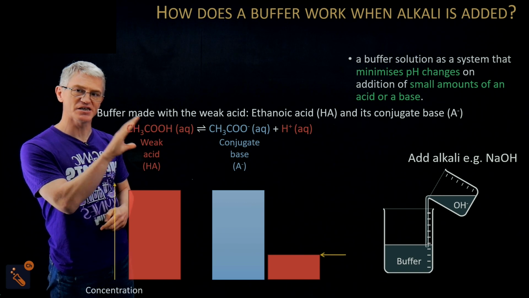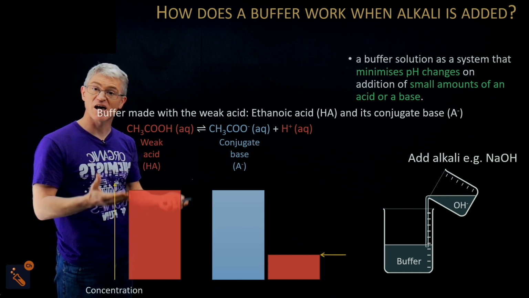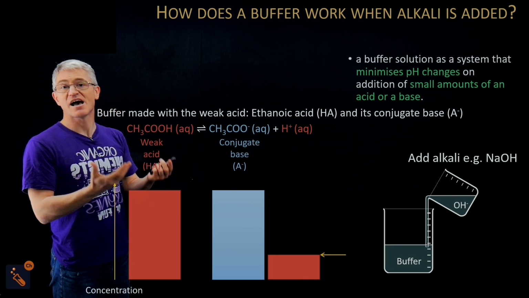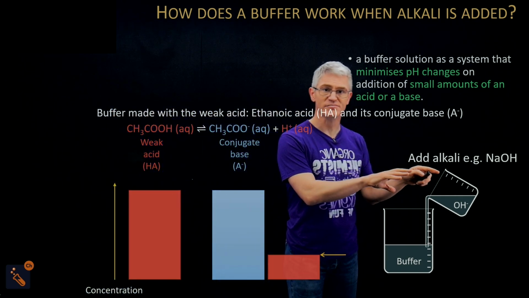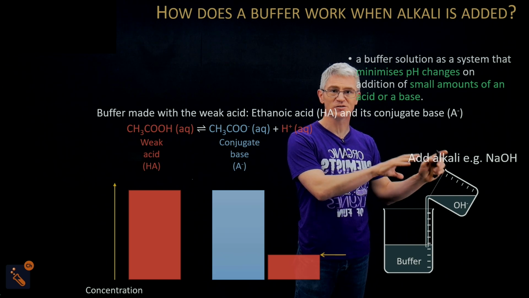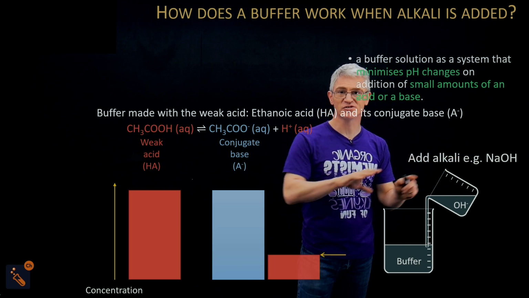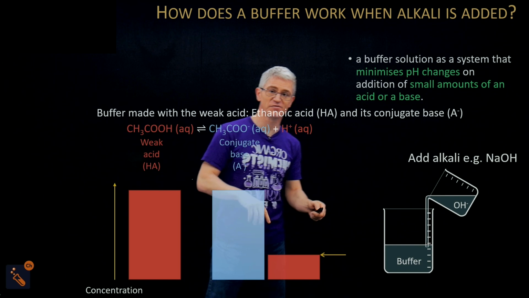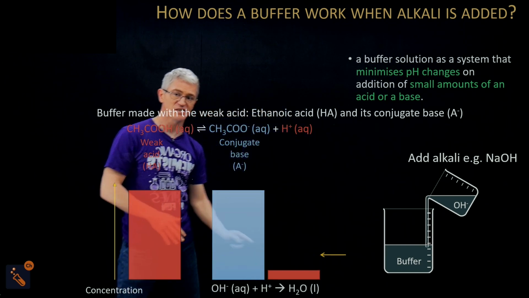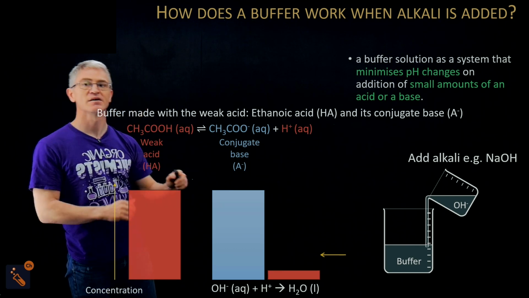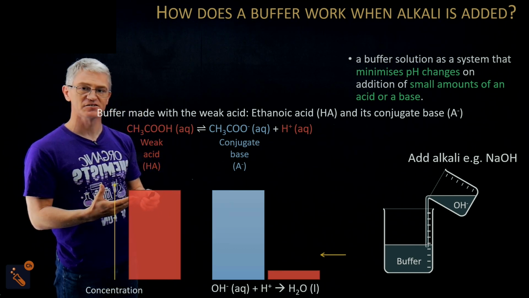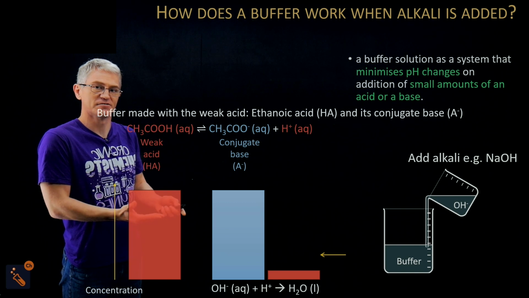A buffer is made with weak acid and its conjugate base, and this time we're going to add an alkali, sodium hydroxide. Now, the sodium hydroxide does a special little reaction. The OH- reacts with the H+, therefore lowering the amount. So you can see it here, and it works through this neutralization equation here. So if that is the case, we need to bring that back up again.